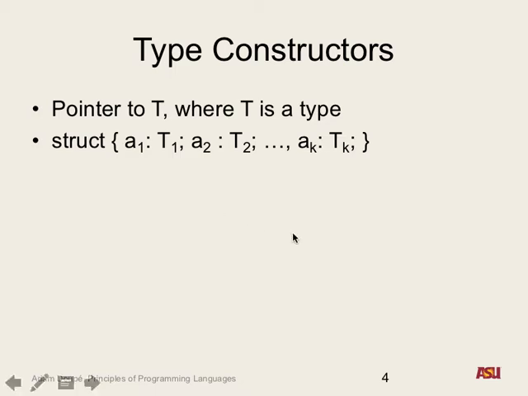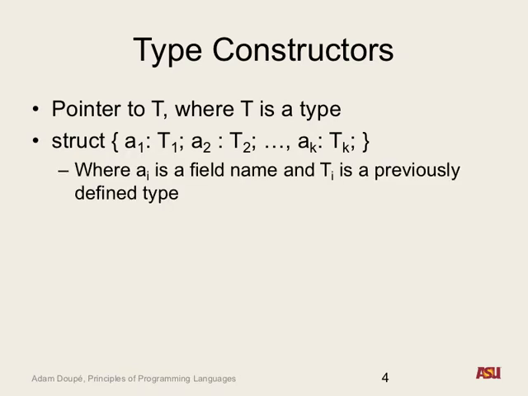So this is how we're going to represent it. What we're doing right now is creating kind of an abstract type system. So we have pointers to things. We have a structure, right? In this, we're going to say all the A's here are field names, and all the T's are types. Right? And so we have to have previously defined types.